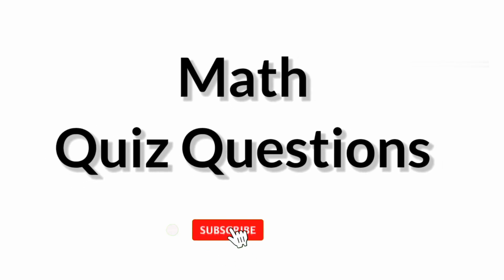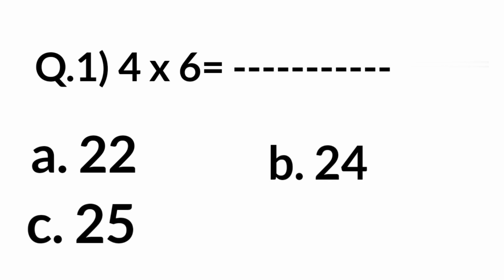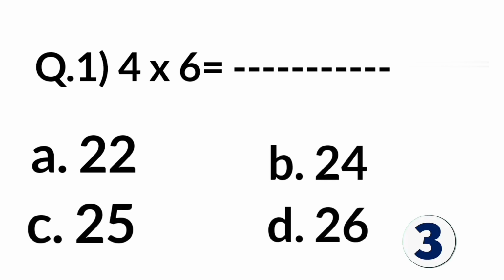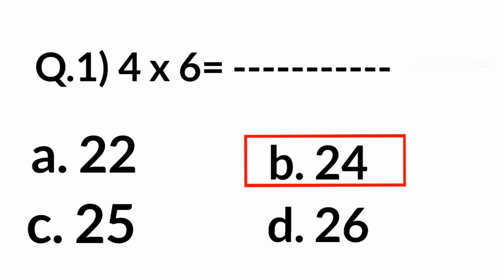Math quiz question. Question number 1. 4 multiplied by 6. Option A 22, option B 24, option C 25, option D 26. The correct answer is option B 24.